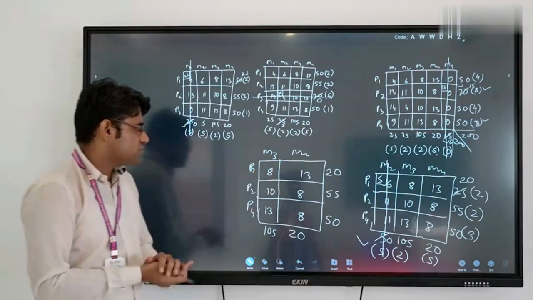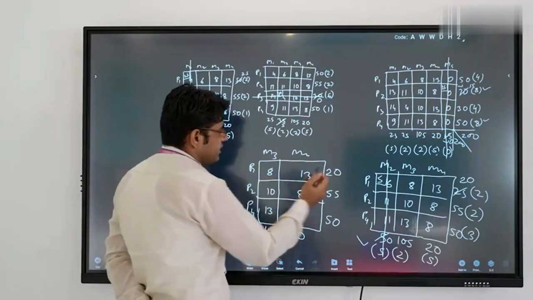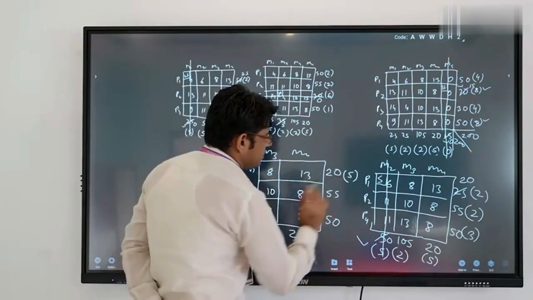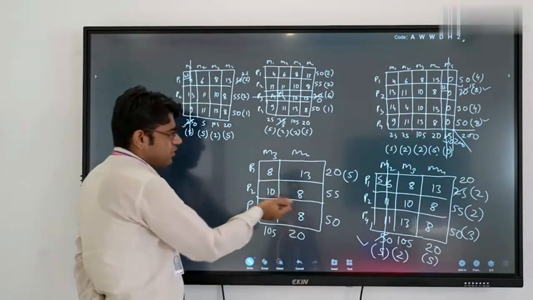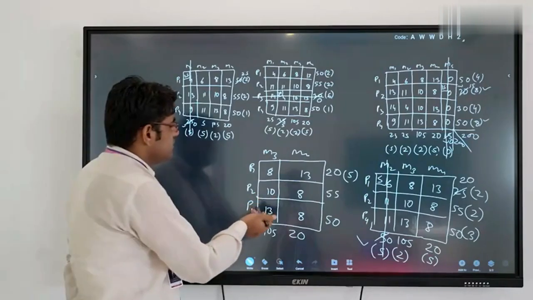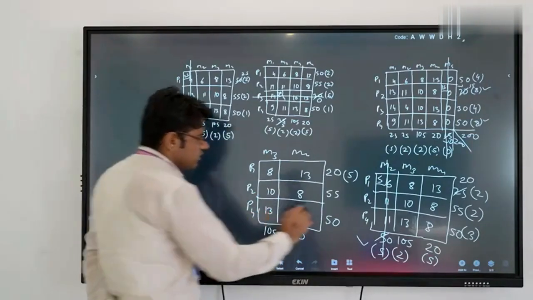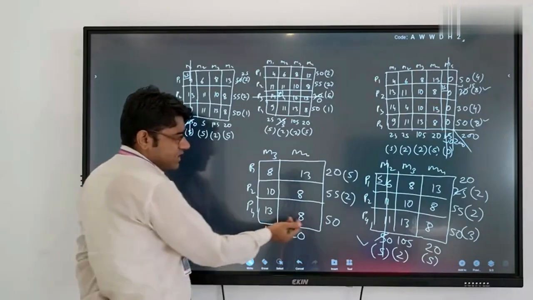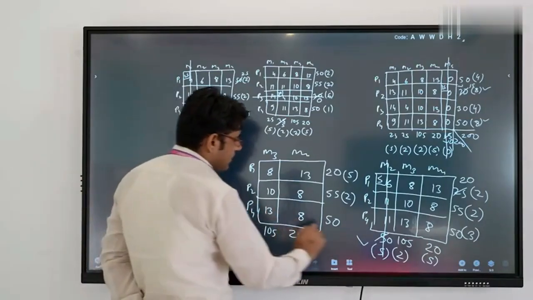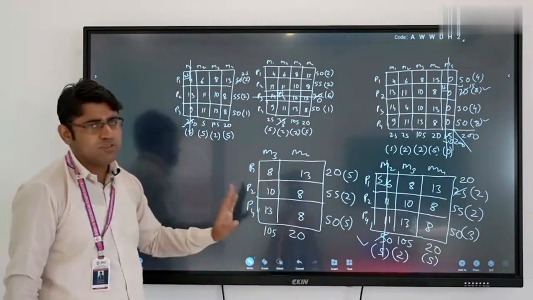Here in the first row, smallest is 8 and second smallest is 13. So the difference of 8 and 13 is 5, so the penalty is 5. In the second row, smallest is 8 and second smallest is 10. So the difference of 8 and 10 is 2, so the penalty is 2. And in the third row, smallest is 8 and second smallest is 13, difference is 5. So the penalty is 5.